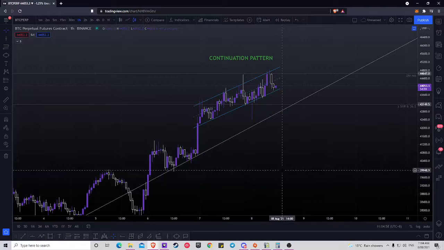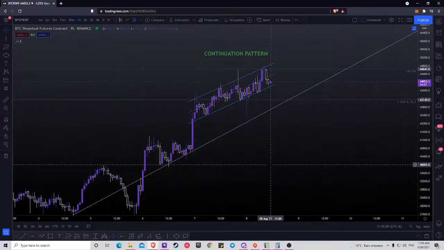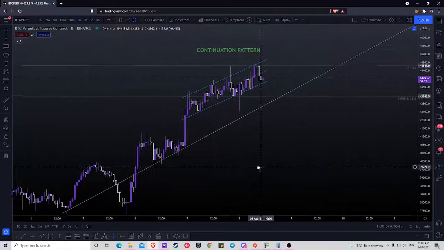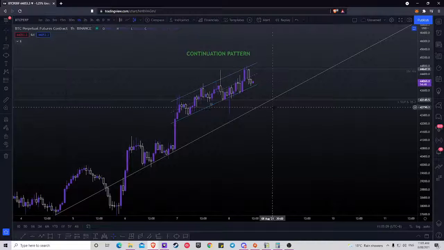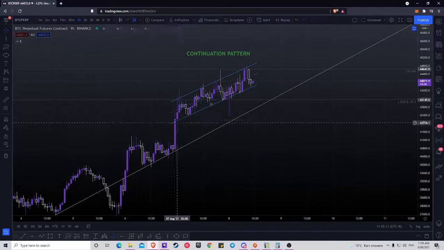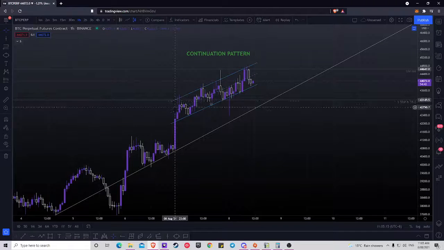Hi guys, so today we're going to go over continuation patterns, and at the moment we're looking at the BTC chart and watching what Bitcoin is doing. So at the moment I've put on a trend line, some support and resistance, and I have this parallel channel here. This is a tool we use just to easily mark out where price is going within a certain channel.